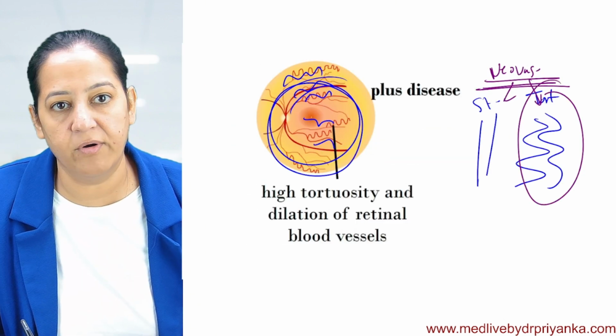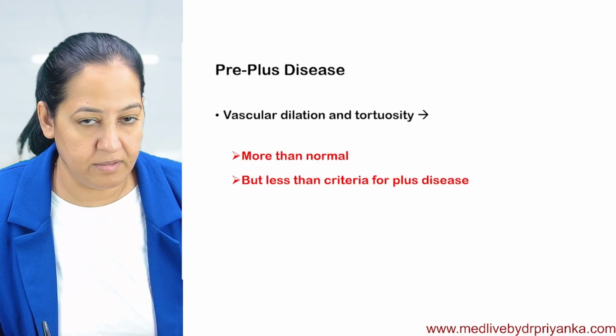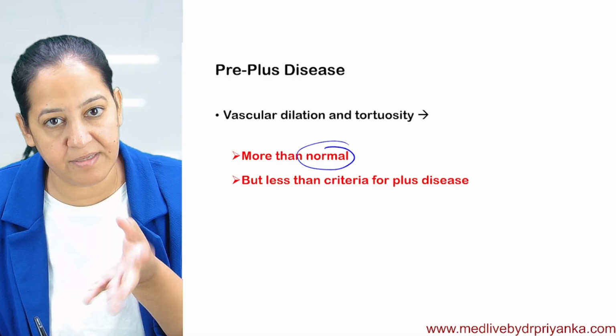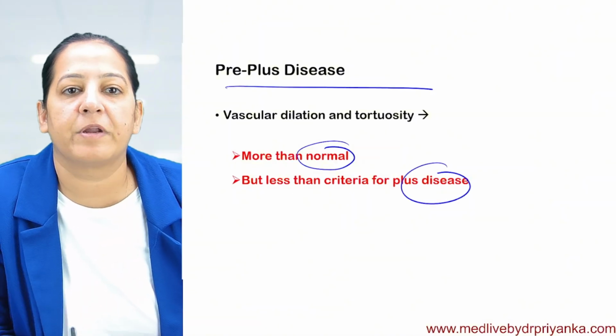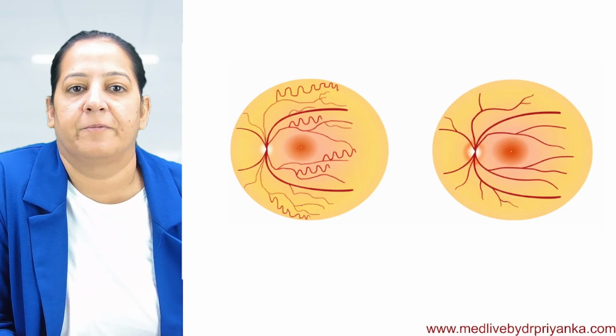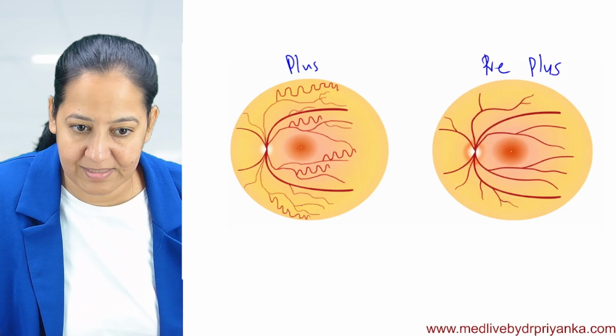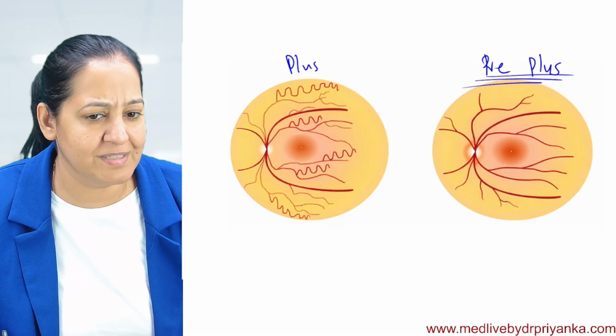The disease is involving. Okay, that is plus. And what is pre-plus? If these two criteria are not present, the newborn retina is not normal and it is not plus. So it is pre-plus. If it is not plus, we call it pre-plus. So you can see plus, pre-plus. This is plus disease and this is pre-plus or without plus, non-plus. Pre-plus, without plus, non-plus is same.